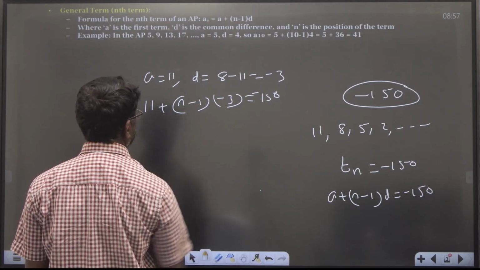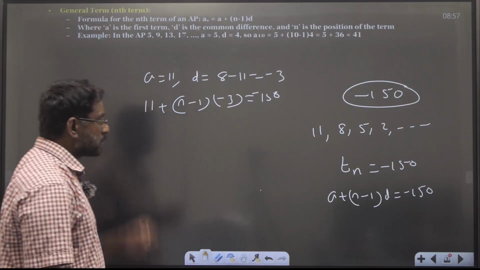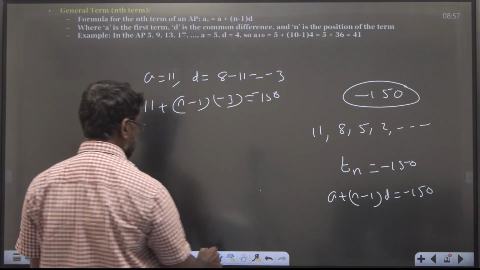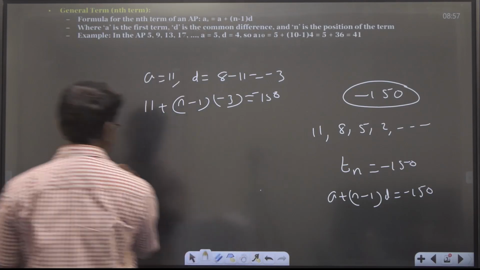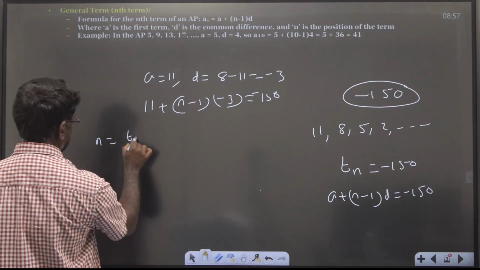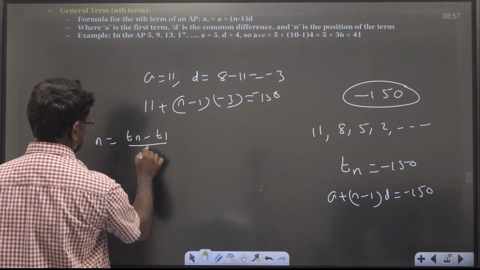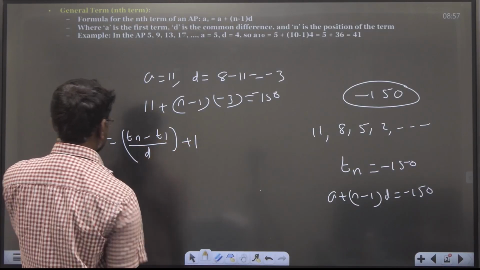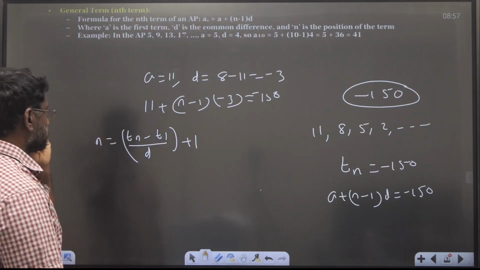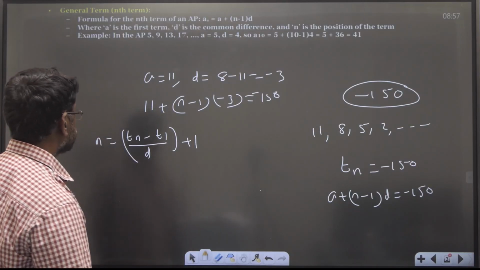Then you just find out n from here, or we can use the shortcut formula also. What is the shortcut formula? n is equal to (Tn minus T1) by d plus 1. We can use this formula also. No problem.